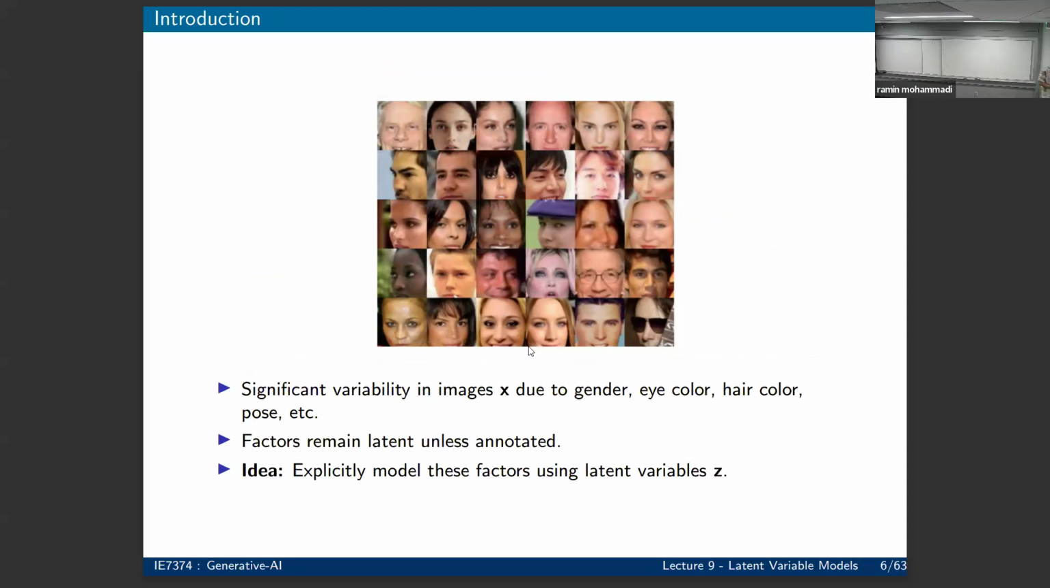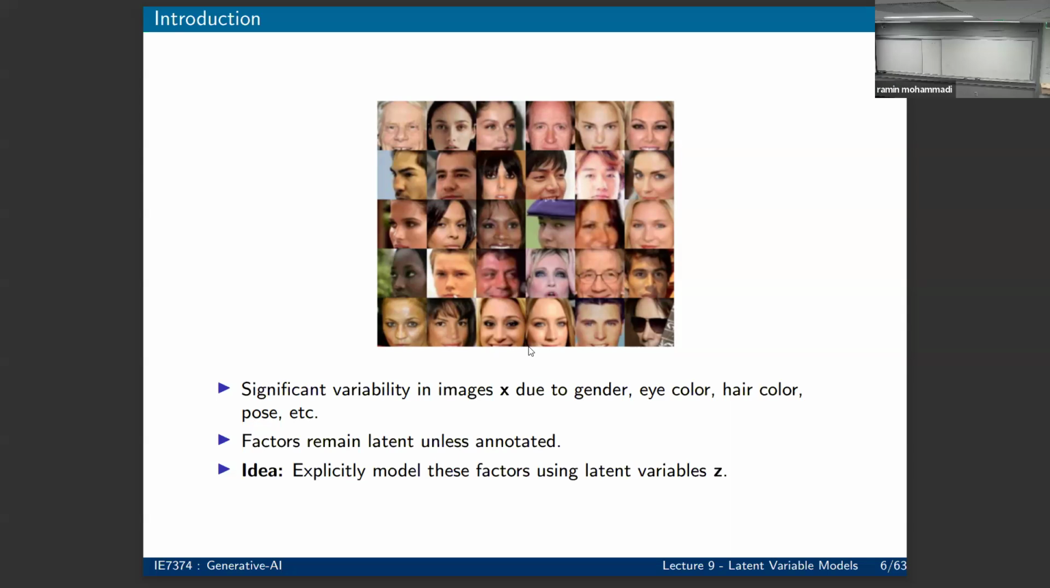Now, when we talk about latent variable models, the first thing we want to focus on is this: imagine this is an image of celebrities, from a database, CelebA. When you're looking at the images, there are all sorts of variabilities, like gender, eye color, hair color, etc. So images have lots of variability compared to what we have seen so far in text, where the variability is not that much.